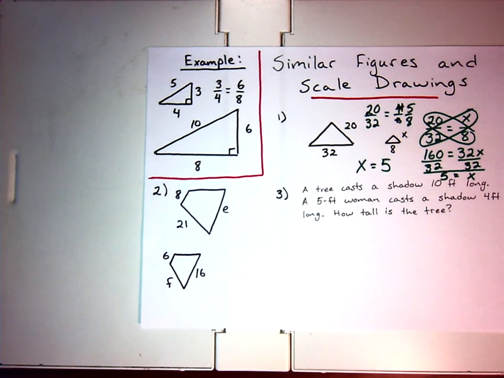Okay, for number 2, this one might be a little more difficult because it's a quadrilateral this time, it's not a triangle, and we have 2 missing values. So how would we take care of this one?